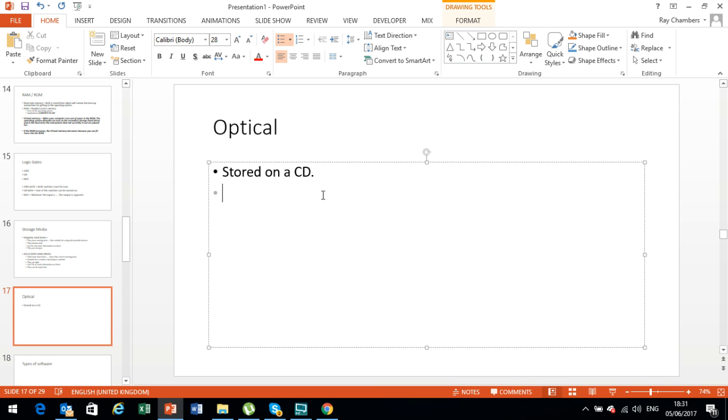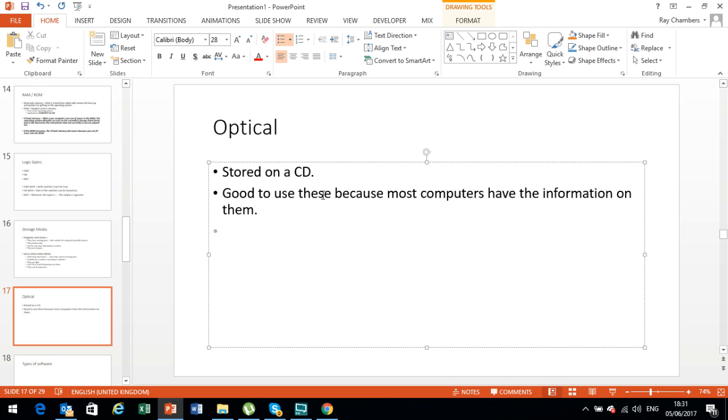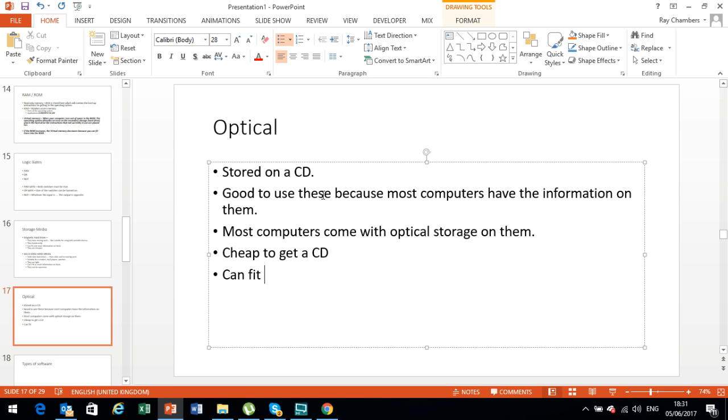Alright, and then the last storage type that you have is optical, which is stored on a CD. Good to use these because most computers come with optical storage on them. It's cheap to get a CD, can fit 700 megabytes on them, but you've also got DVD, which you can fit about 4.5 gigabytes on, and then you've got Blu-ray and so on. So it gets much bigger and bigger, so you can get a big one in there.